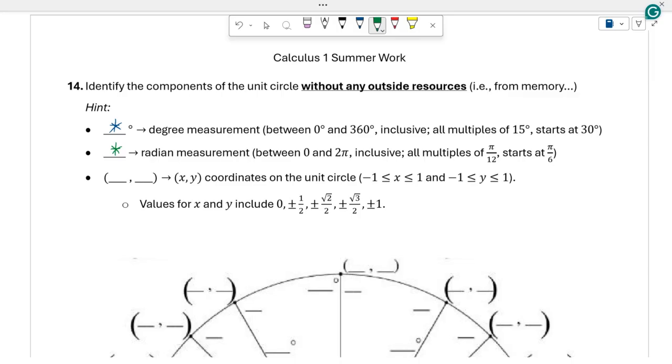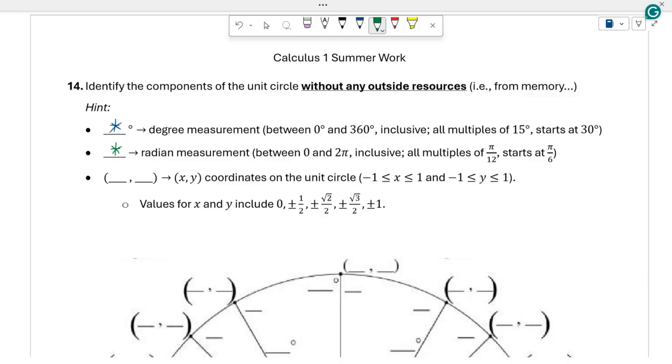And then the third component of the unit circle is the actual information itself, which is on the outside, on the unit circle, which is the ordered pair. All of them are XY coordinates on the unit circle. Now, as a reminder, the unit circle is called the unit circle because the radius is 1, okay? So you're going to want to remember that. The radius of the unit circle equals 1.